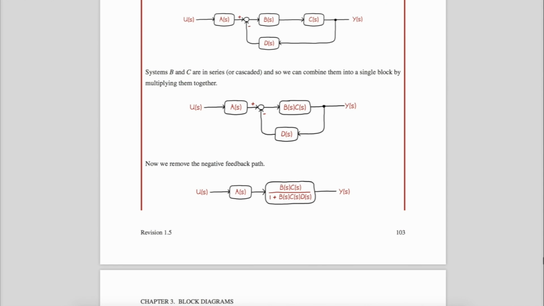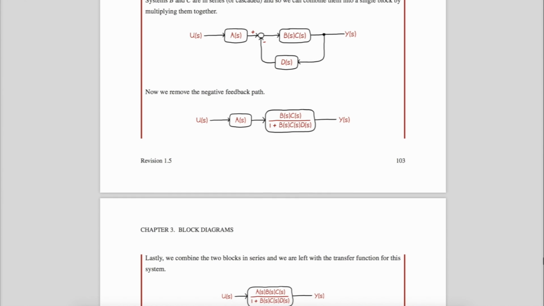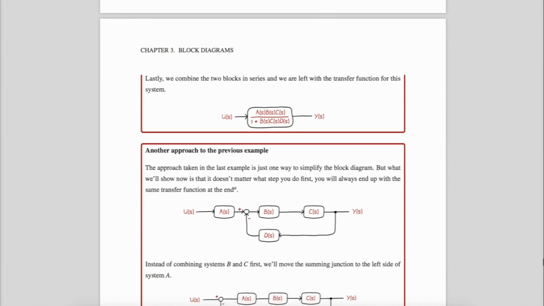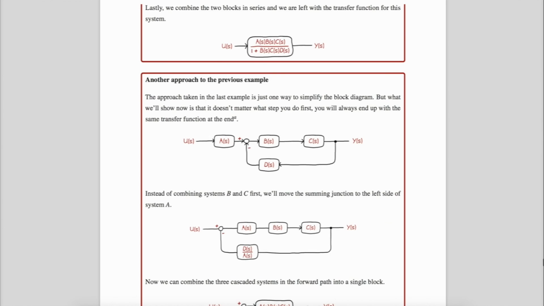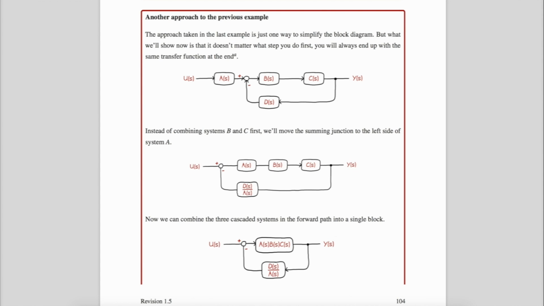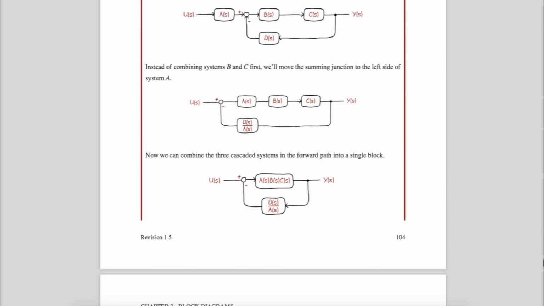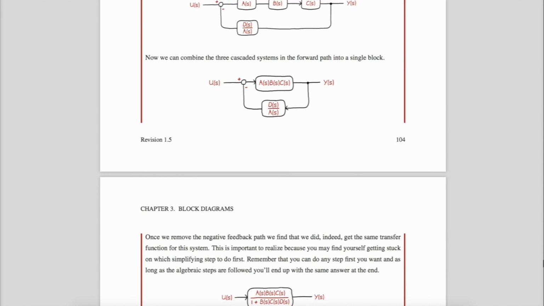Then I remove the negative feedback path and end with another set of systems in series that we can combine. Something to keep in mind is that it doesn't matter the order you take to simplify diagrams. As long as you adhere to basic algebra and don't make any mistakes, you're going to get the right answer at the end. I walk through that first problem again, but this time I start by moving the summing junction to before system A first, but I still get the same answer at the end of the problem.